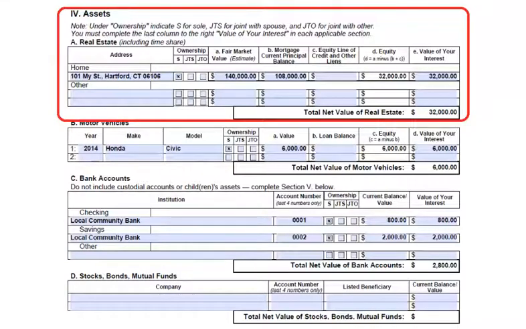Enter the equity available for the property in column D, or allow the automated form to do it for you. To calculate this, add columns B and C together, then subtract that total from column A. In the last column, labeled E, enter the value of your share of the property. Add up all the values in column E and enter the total in the box on the line labeled Total Net Value of Real Estate, or allow the automated form to do it for you.